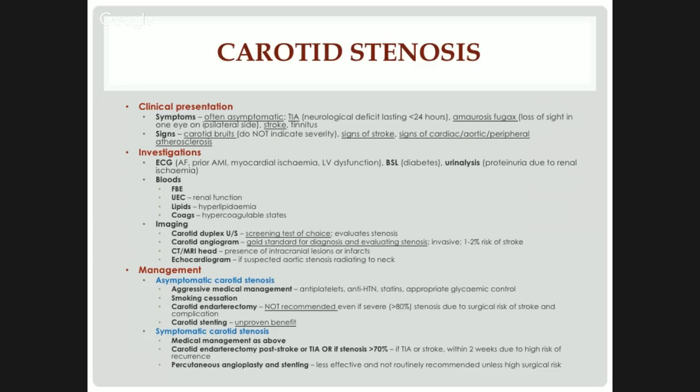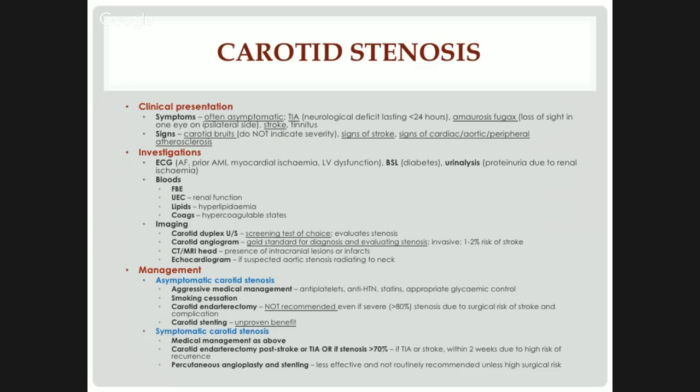In terms of imaging, this is where it's important to know your two different tests. So the screening test, if you're worried that they've got carotid stenosis, is a carotid duplex ultrasound. But if the ultrasound shows stenosis and these people need surgery, the gold standard test to diagnose the stenosis is a carotid angiogram. So you stick a catheter up and you inject dye and you look at the contrast to see if there's any sort of occlusion. So those are the two different tests.